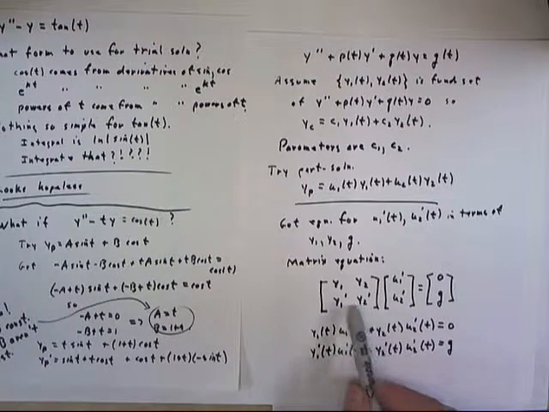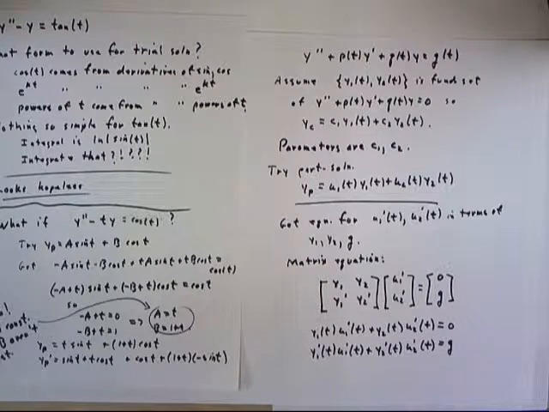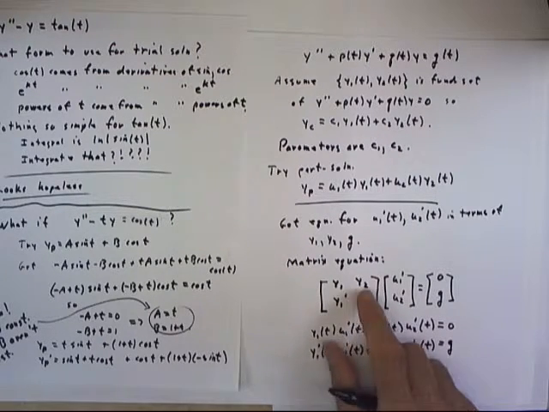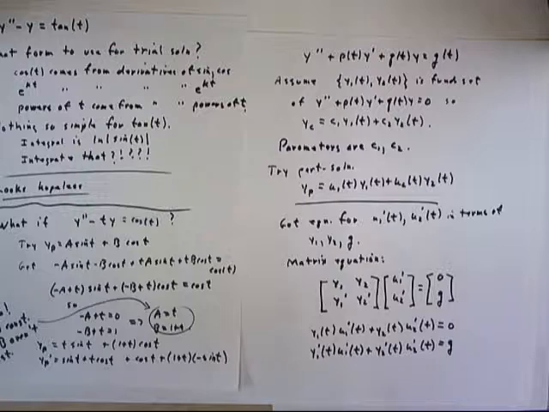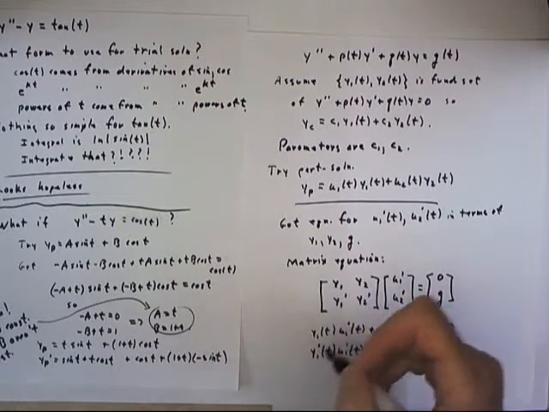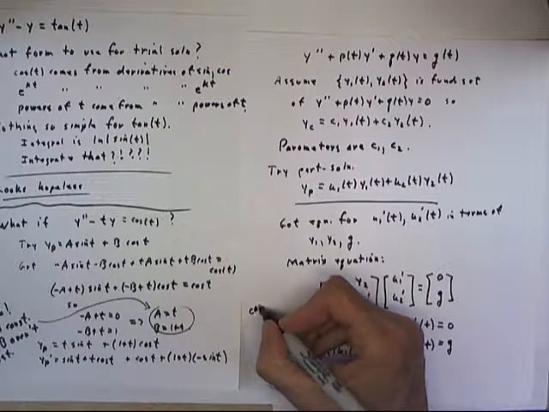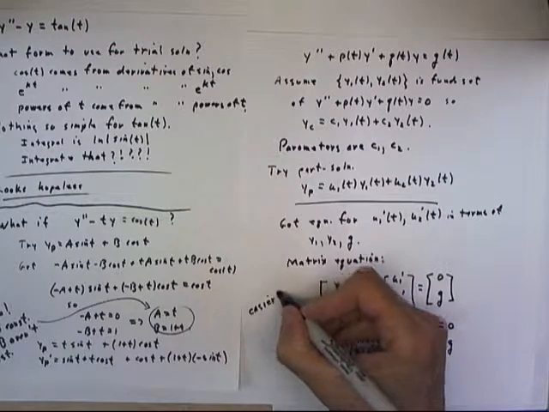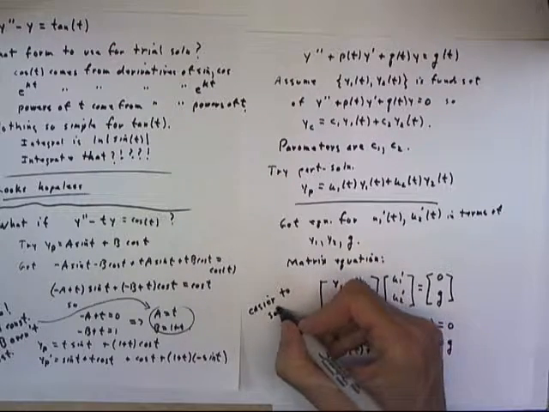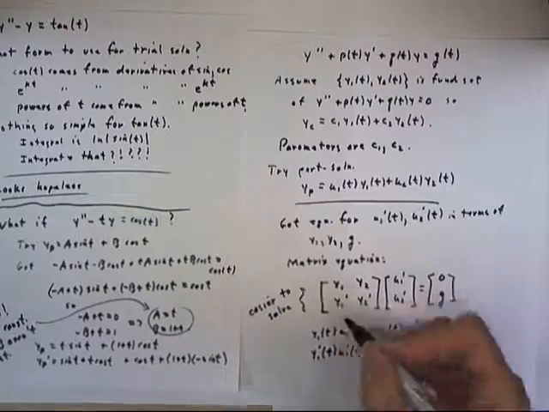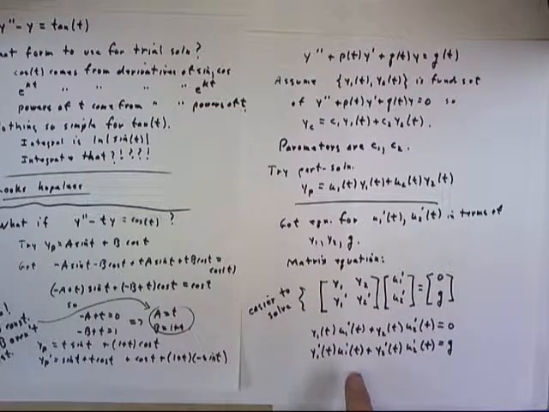It turns out that the matrix equation is actually easier to solve because there's an easy way to invert a matrix. The matrix equation is easier to solve, but the simultaneous equations could be solved just as well.